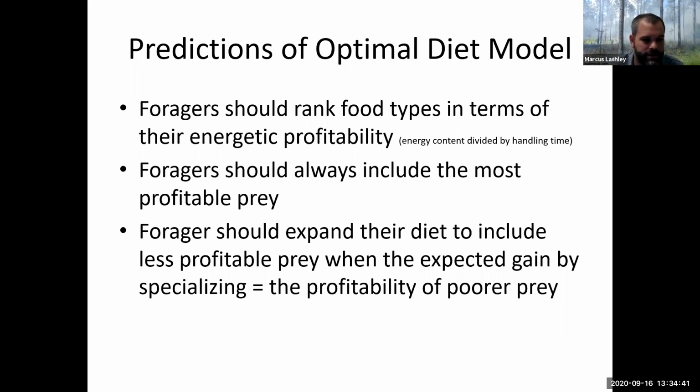Not all species do, like that panda, right? They're pretty much constrained to that one food source, but they might change if something else became abundant or more profitable. So also, the diet to include that less profitable prey is expected.